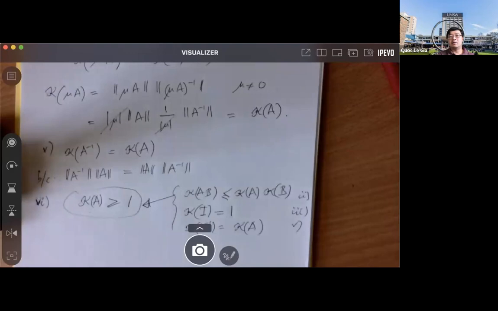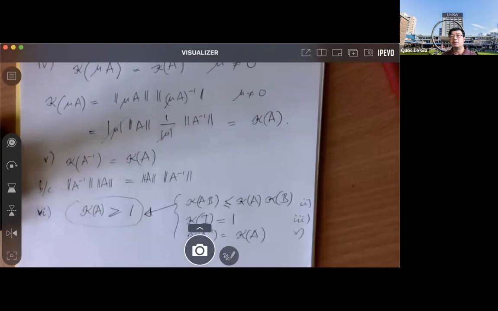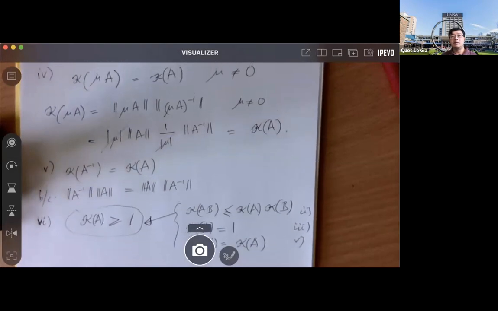Are you still there or are you drinking coffee? Can I move the page up? Yes, so you move the page up like this. You mean move down or move up?